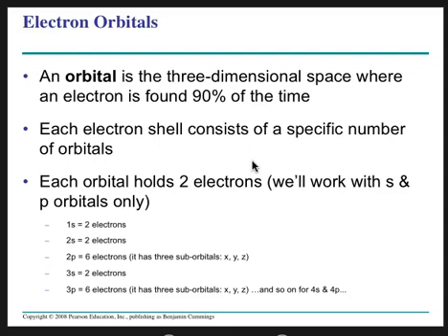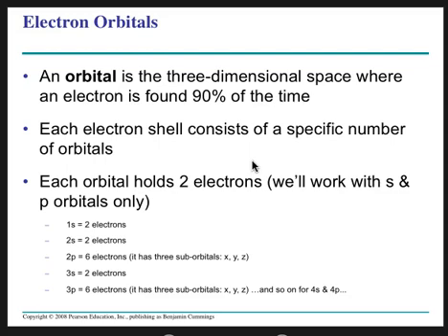Orbitals are those shells, so we call those shells orbitals, and they're three-dimensional. They're not flat, they're not a single ring like they look like when we draw them. They're three-dimensional around that nucleus. And each electron shell has a specific number of orbitals. Each orbital holds 2 electrons, so we're going to call those s orbitals and p orbitals. I'm not going to make you memorize that and spit back the s and p's to me. I'm just going to ensure that you know that s orbitals hold 2 electrons.